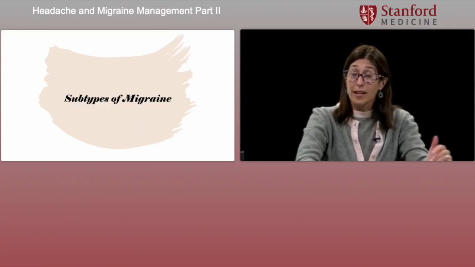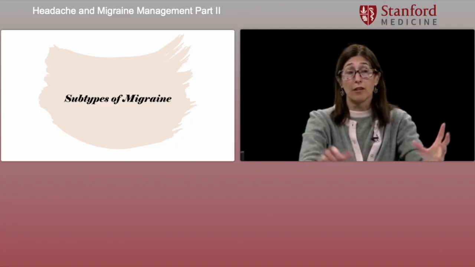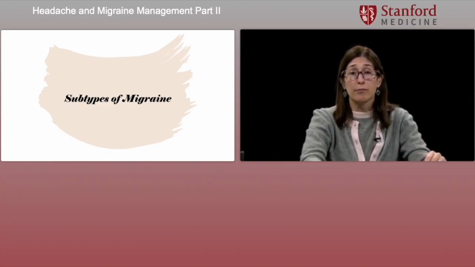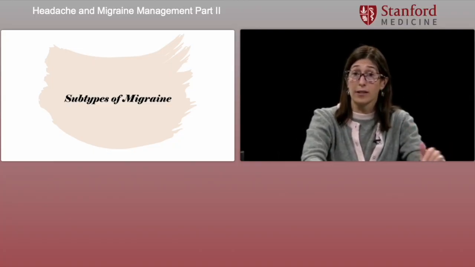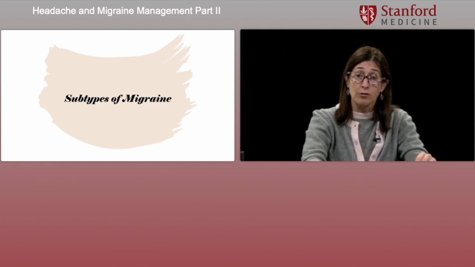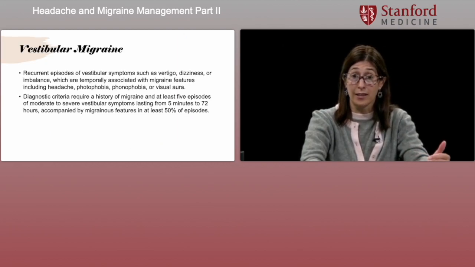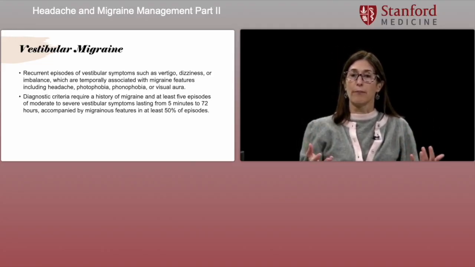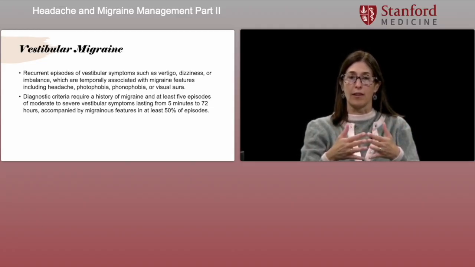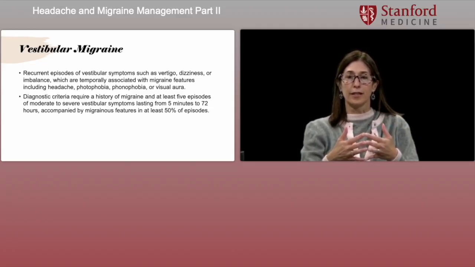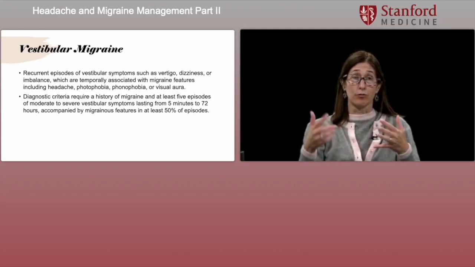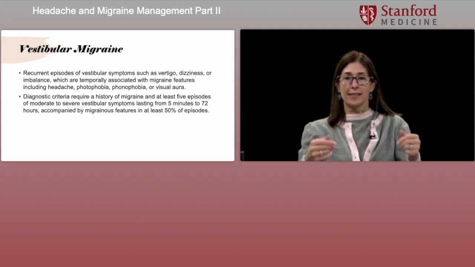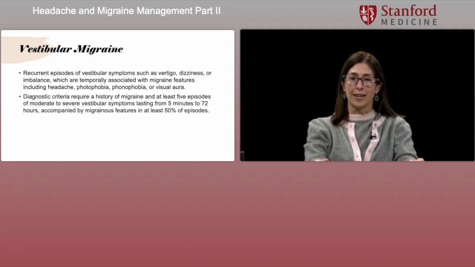Some of you have requested to learn a little bit more about the subtypes of migraine. The graph that I showed you was a general migraine, but there are some subtypes that I think are useful to talk about. There's a subtype called vestibular migraine, which is recurrent episodes of vertigo, dizziness, or imbalance that seem to be associated with migraine. Vertigo is when the room is spinning around you, and dizziness is when you feel unsteady or imbalanced. Either one of those can be associated with migraine.